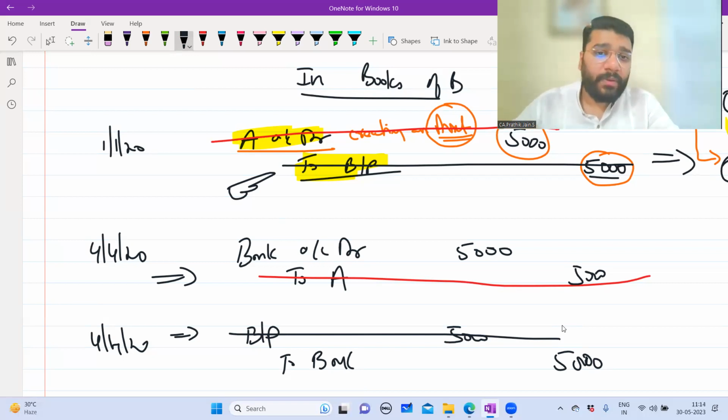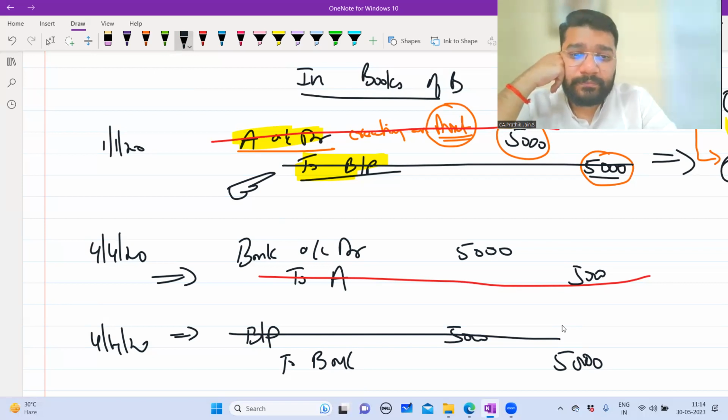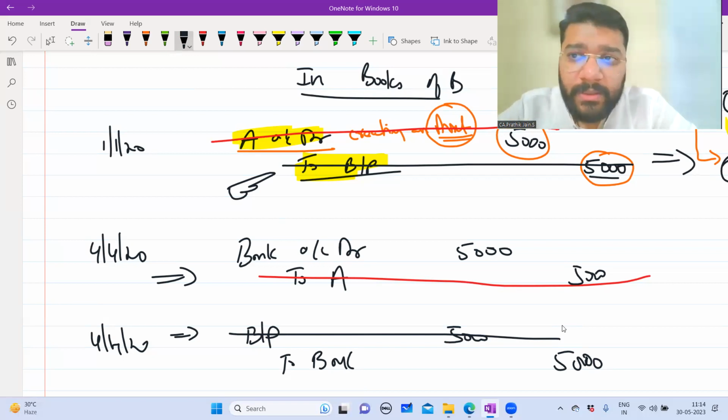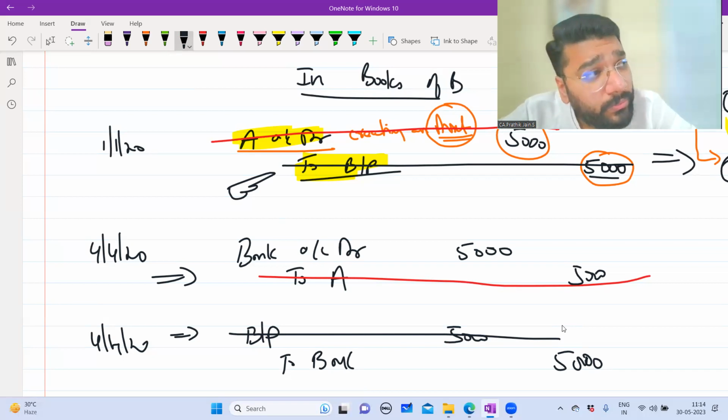Sir, I have a doubt. Yes, boss. Sir, the last two entries, can't we make it like bills payable account debit to bank? Can we write it like that? Instead of the last two entries, can we just write that? BP to A, can you combine and write it?